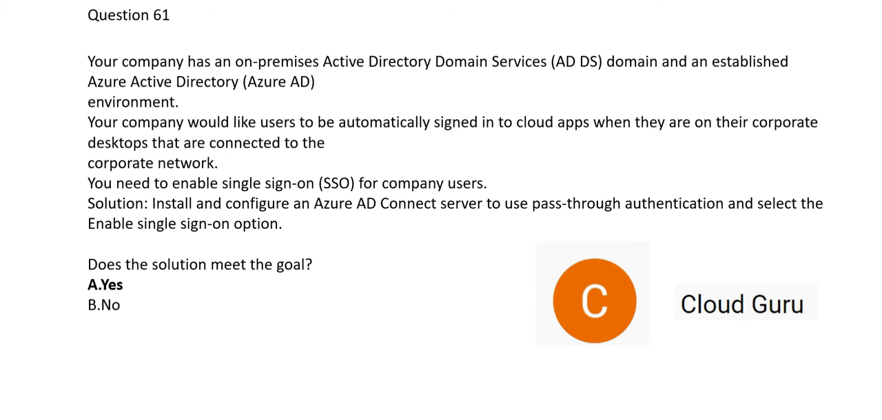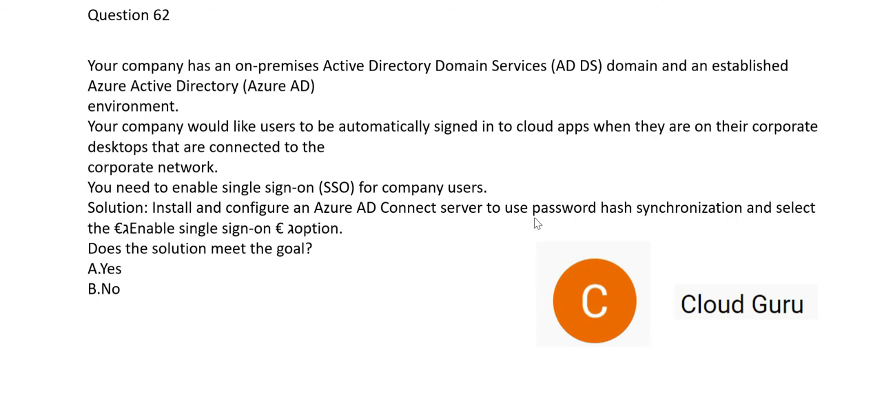Let's move to the next question. This is the same question, but in the previous question we talked about password hash synchronization. So your Active Directory is installed both on premises and on Azure cloud, and both are syncing with each other. Both are in sync. So whatever users are registered on premises will also be there on Azure and vice versa. That's why you need a Connect server, which the solution says is perfectly fine, and then you use password hash synchronization, that is perfectly fine, and this will also meet the goal. So the answer should be yes. This is the right answer.